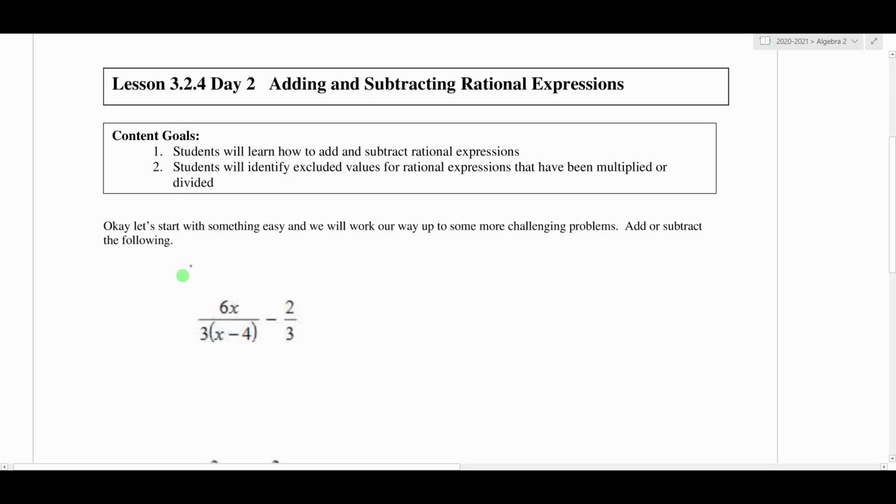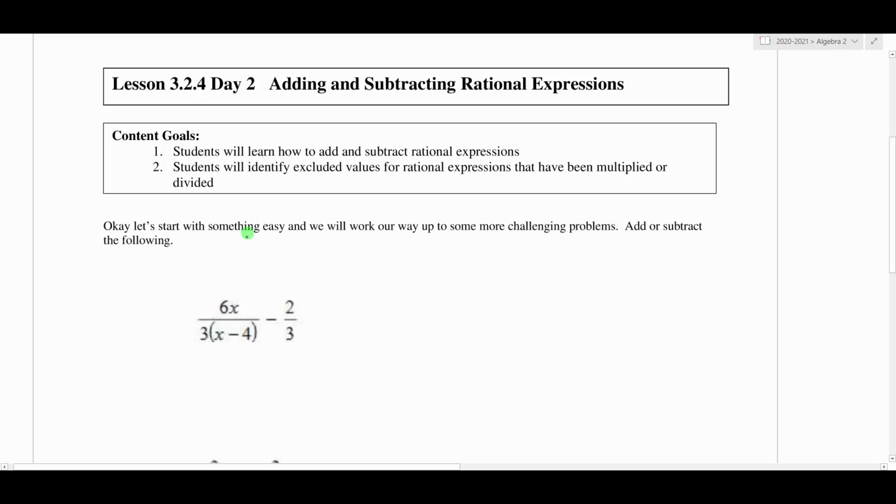We're going to talk a little bit more about adding and subtracting rational expressions. Just a recap from yesterday, what we had learned about adding and subtracting rational expressions: we learned that we have to have the same denominator before we can do any of the adding and subtracting.